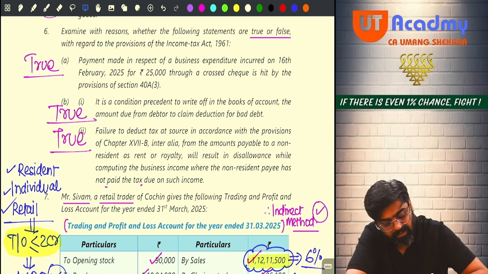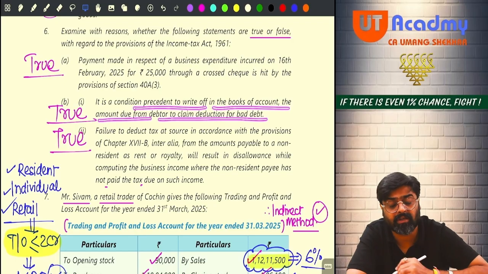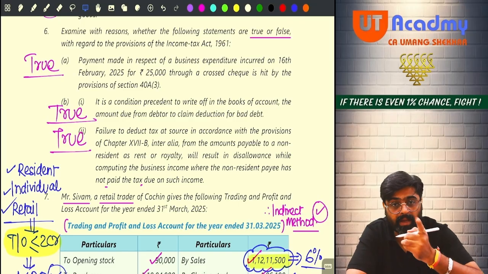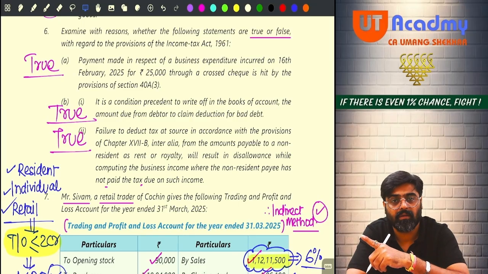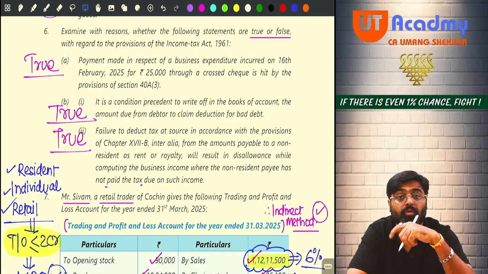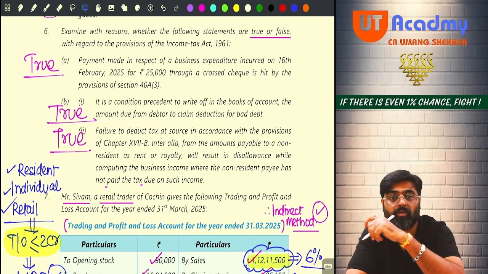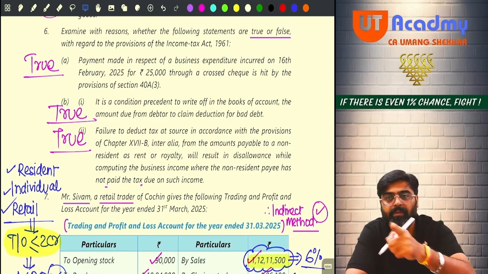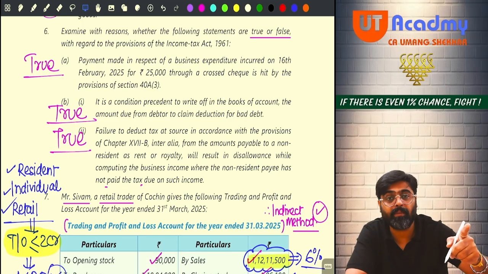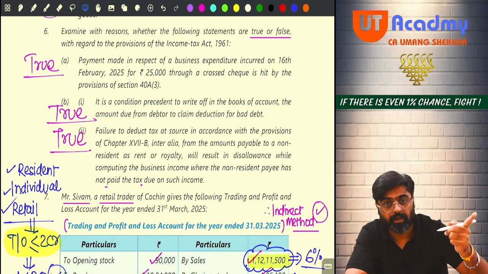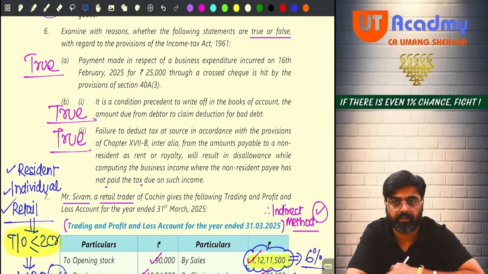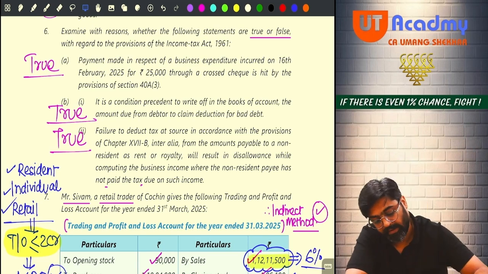It is a condition precedent to write off in the books of accounts the amount due from debtors to claim the deduction for bad debts? Yes, this is correct. To claim the bad debts as a deduction while claiming your PGBP income, those bad debts must be actually written off in your books. Only then they are allowed. So the statement given is correct. The statement given is true. Writing off the bad debt in your books is compulsory to claim the amount as bad debt. Yes or no? Next one.